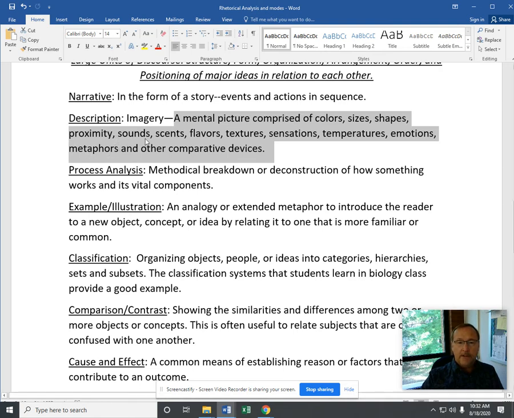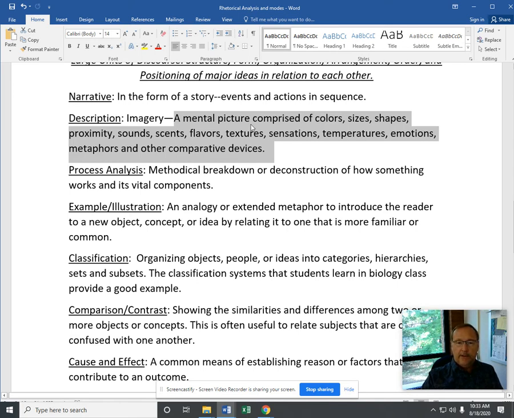There are sounds, smells or scents, flavors, textures. How rough or smooth or soft, or how different types of sensations, temperatures. Is it hot? Is it cold? What type of a heat or cold is it? And the emotions come into play also, because all these different things cause us to feel different things.